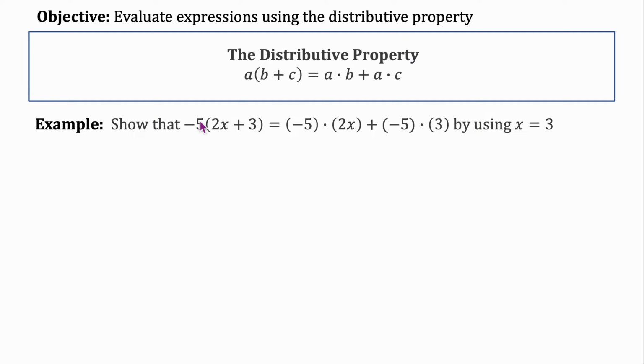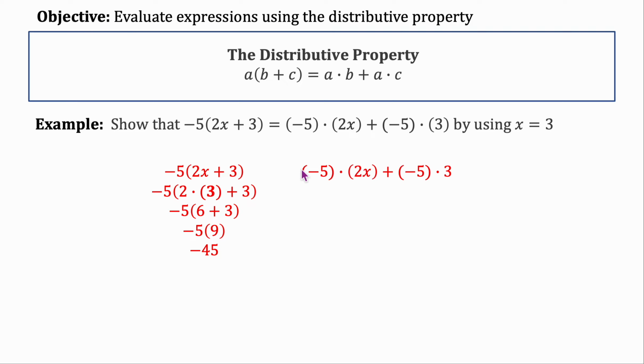So let's first focus on this left side. If we have that -5 times the quantity of 2x plus 3, let's substitute in the 3 right here. We get -5 times the quantity of 2 times 3 plus 3. Now, order of operations tells us we have to do this multiplication next. So that's where I got the 6. We're going to add those two quantities. We're going to get 9, and then we'll multiply. -5 times 9 is -45. Now, if this expression is the same, when we plug in 3, we should get -45 again.